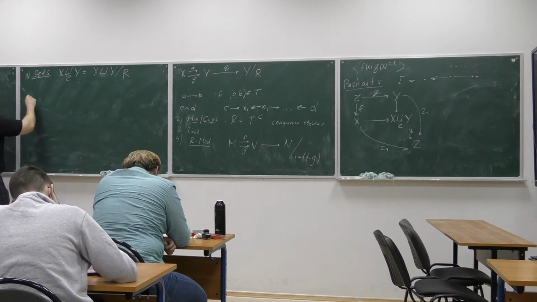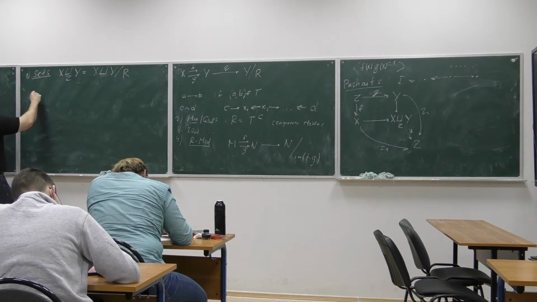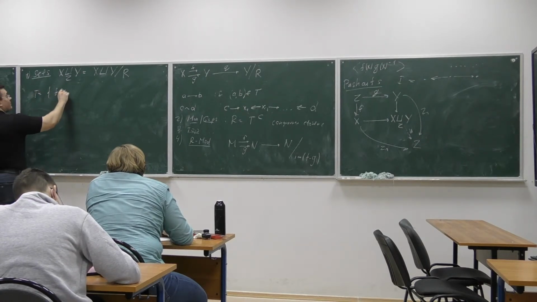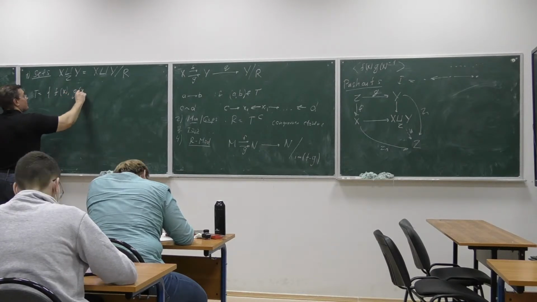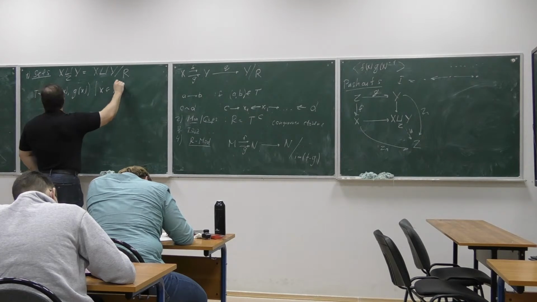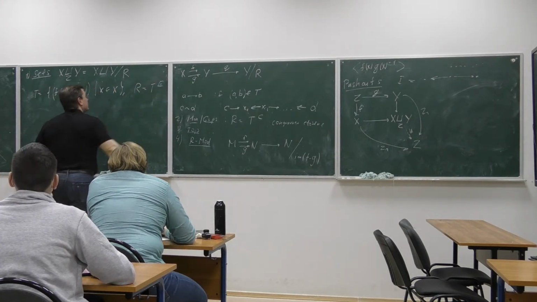And this equivalence relation R, well, again, you'll get T, which is the set of pairs f of x, g of x such that x is in X, and R is the equivalence closure of T.